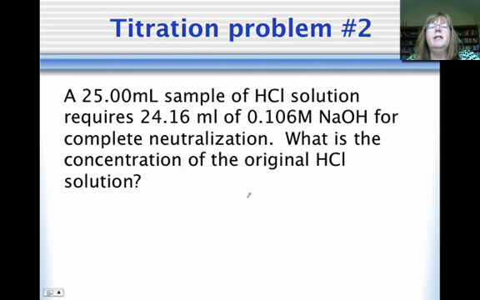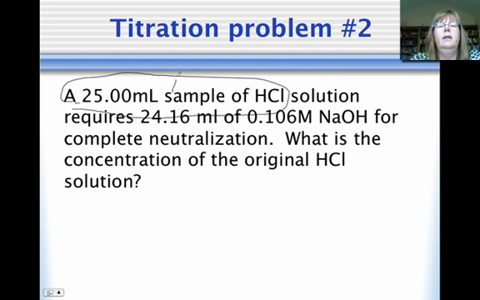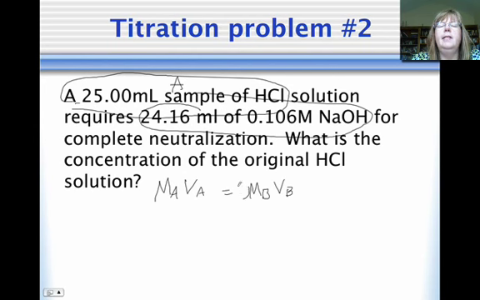All right, let's look at this one. You have 25 mL of hydrochloric acid, so this is our acid stuff. And this is our base stuff. We've got 24.16 milliliters of 0.106 molar sodium hydroxide. So the molarity of our acid times the volume of our acid is equal to the molarity of our base times the volume of our base. Our number of hydroxide ions is 1. How many H's are in hydrochloric acid? 1. It's the same balanced equation that we've been using.